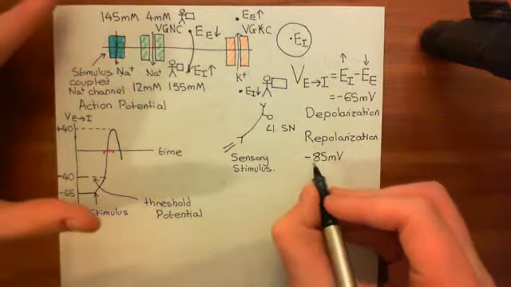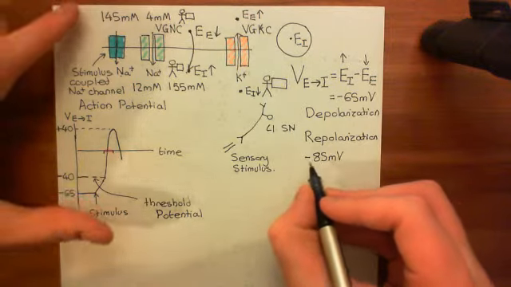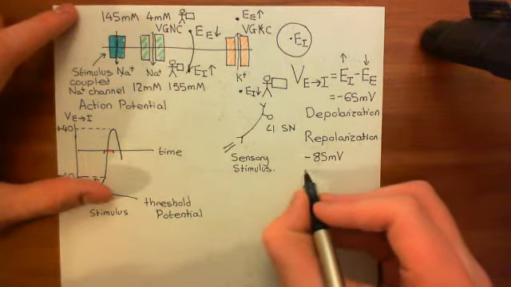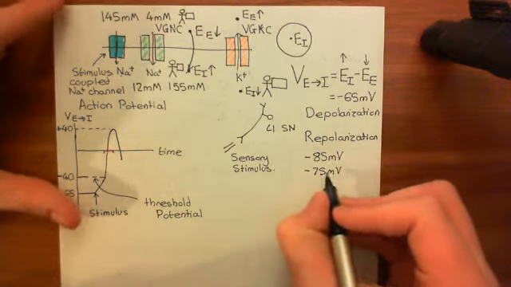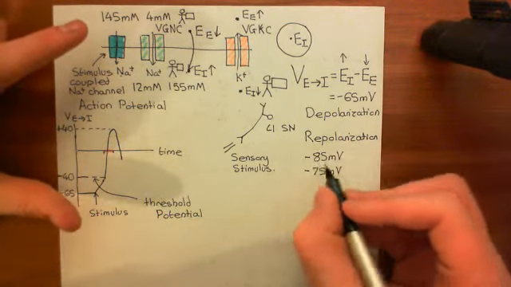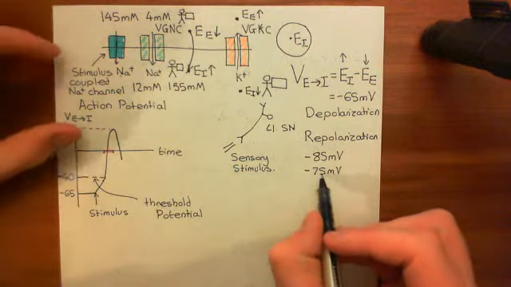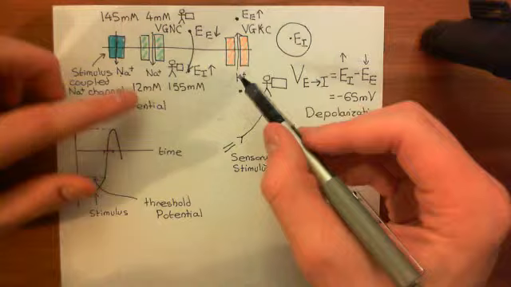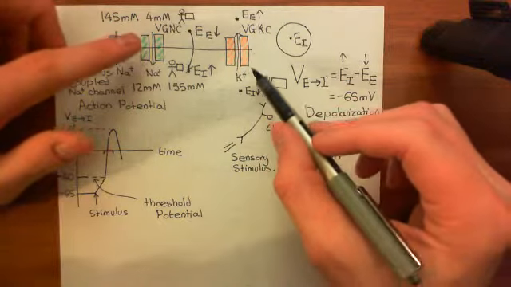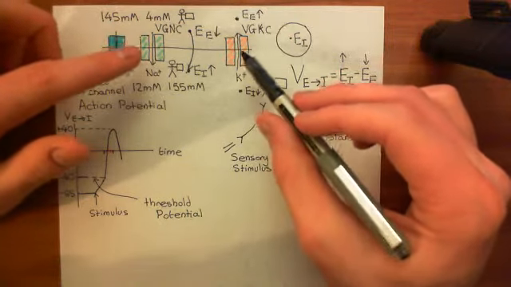Then you'll get no movement of potassium across the cell membrane. If, however, the electrical potential difference is less negative than this, so maybe negative 75, which seems pretty strong but not as strong as negative 85, then even at this electrical gradient, the concentration gradient will still win, and you'll still get a net movement of potassium out.